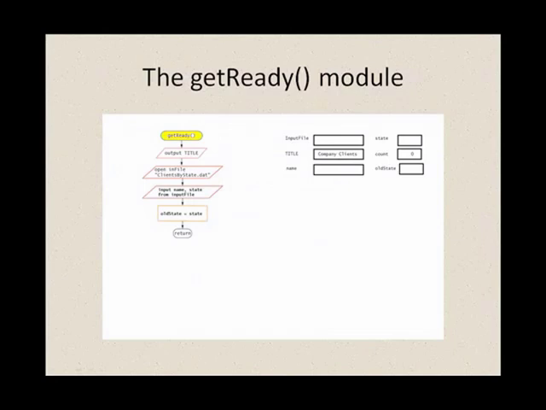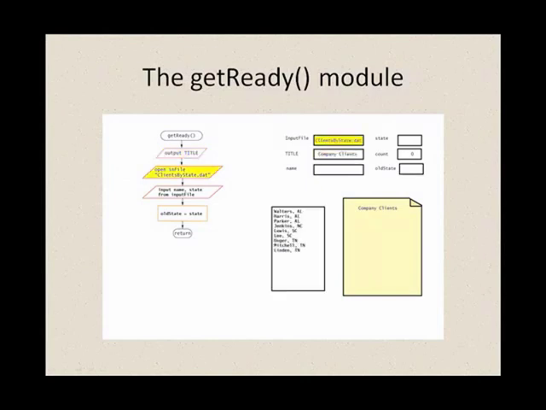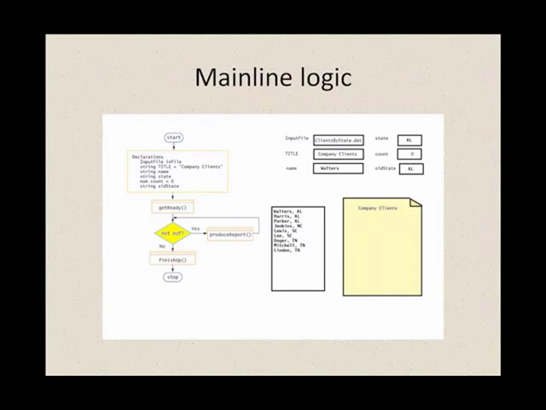In the getReady module, the first thing you do is output the title, Company Clients, onto the report. Then you can open the input file so that all the clients' names and states are available. When you input the name and the state from the input file, the first record, Walters in Alabama, goes into memory. Then you set old state to the current state, so at the beginning of the program, state and old state are both Alabama. You return from the getReady module and go back to the mainline logic where you check for end of file. It's not end of file because we've only read the first record into memory, so you can go to the produceReport module.